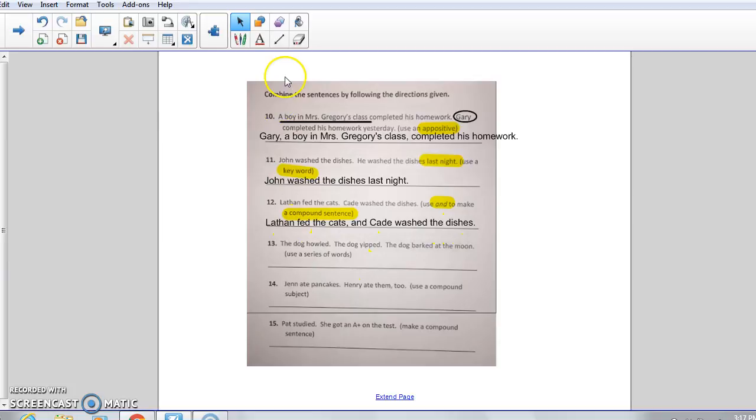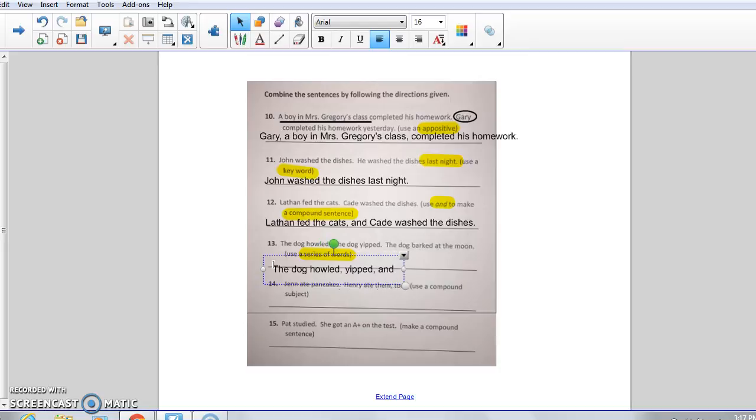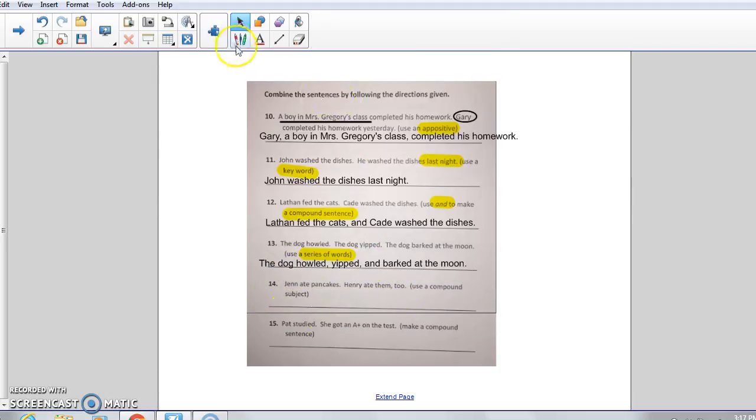Lathan fed the cats, comma, and Cade washed the dishes. It's a compound sentence. Number 13, the dog howled, the dog yipped, the dog barked at the moon. Well, I notice we have the dog, the dog, the dog doing three different things. And it says combine it using a series. So we're listing using commas. We have 1, 2, 3, so we will use 2 commas. The dog howled, comma, yipped, comma, and barked at the moon. That's it.